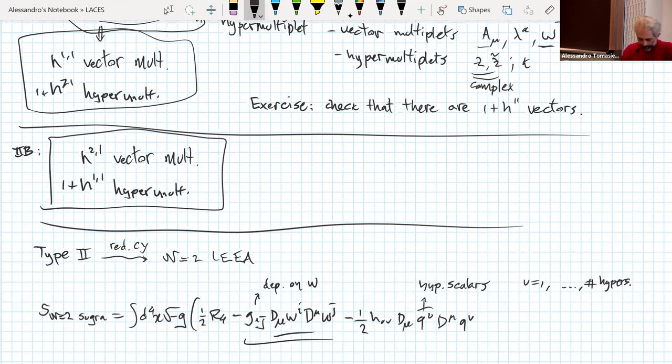Same for this second kinetic term. This depends on the U's, on the q's, which are the hypermultiplet scalars. So both of these really look like a sigma model action. They look like they are describing maps from space-time to a certain field space. I'm going to come back to this, but let me finish the action just for completeness.